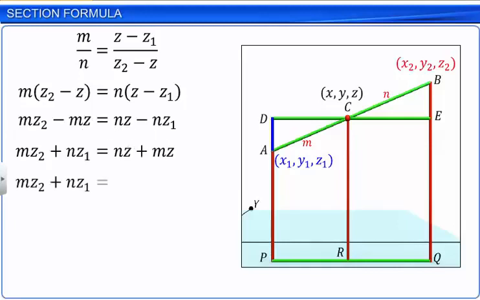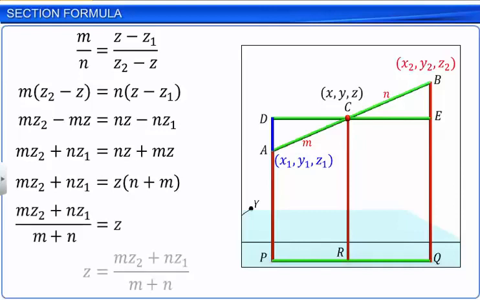Therefore, the z-coordinate of point C that divides line segment AB in the ratio m:n is as shown. Similarly, using the same method, the other coordinates x and y of point C can be found. Therefore, the coordinates of the point that divides the line segment in the ratio m:n is as shown.